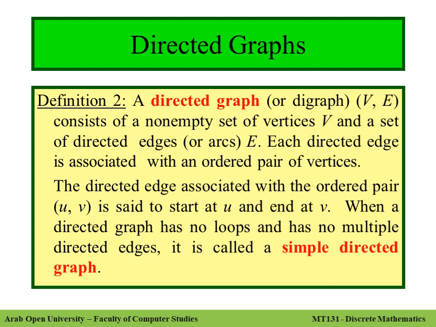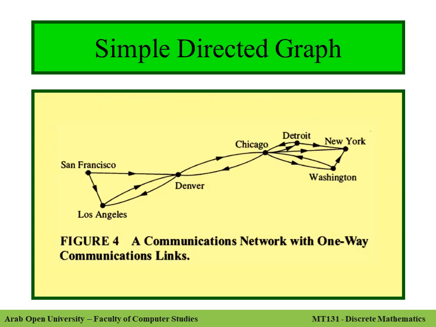Edges have directions. The directed edge associated with the ordered pair UV is said to start at U and end at V. When a directed graph has no loops and has no multiple directed edges, it's called a simple directed graph. We're still working with the same computer network. This time the communication links are one-way links.